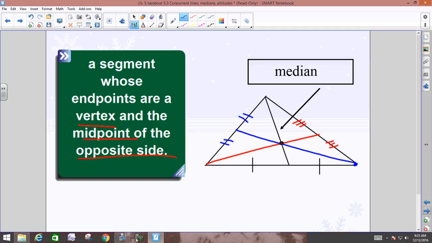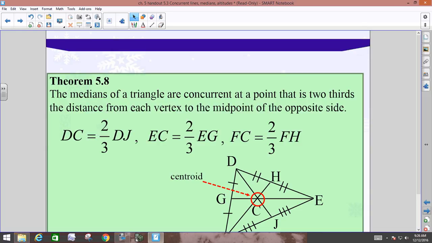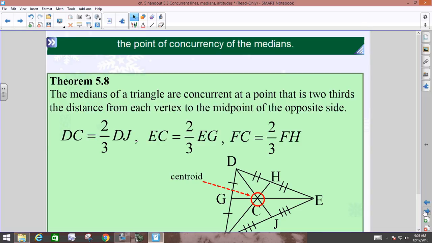The medians are going to be concurrent lines. The 3 medians of a triangle will always intersect in one point. This point of concurrency is called a centroid. And if you look at the very bottom blank on this side, it says the centroid of a triangle is the point of concurrency of medians. It's way at the bottom of your notes.